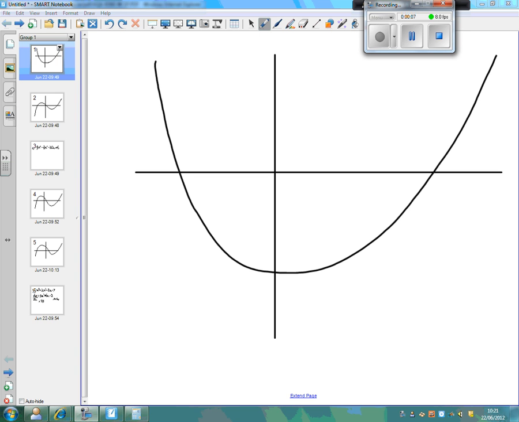Now today I'm going to be working on the second part of differentiation. This involves finding the equation of a normal and finding the coordinates of stationary points on the graph. Let's start with the stationary points.